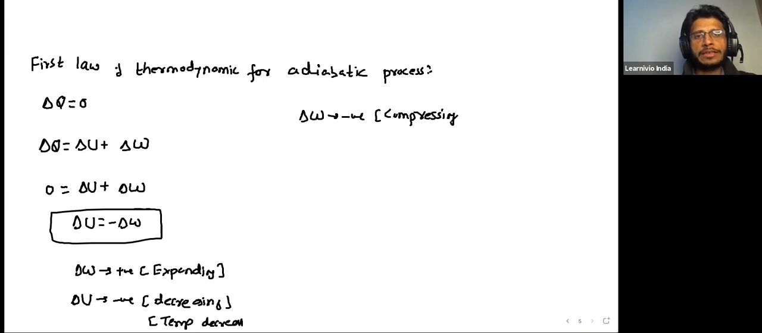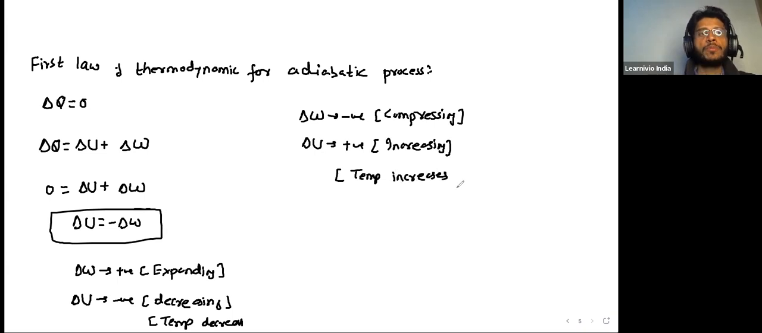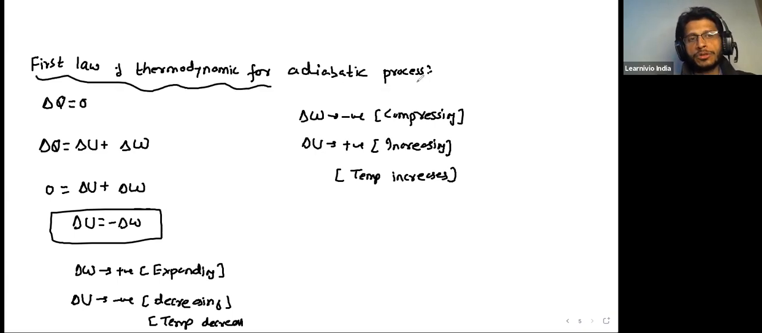You're compressing the gas. Your delta U will be positive now because it's negative of negative. Delta U is positive means internal energy increases. That means you can say that temperature increases. That's the first law of thermodynamics for an adiabatic process. Okay, just note it down. Then we do the next thing.